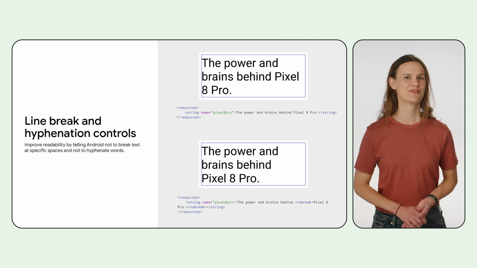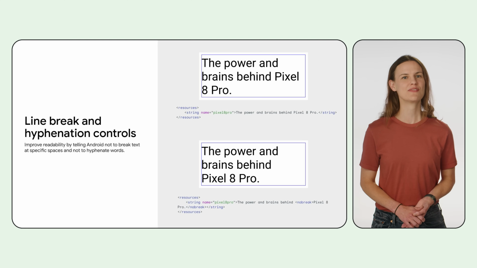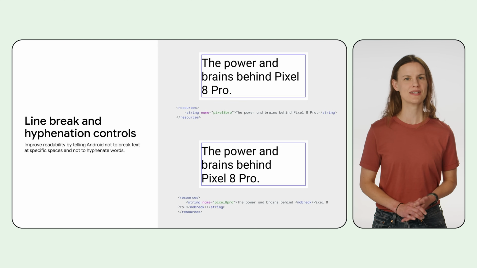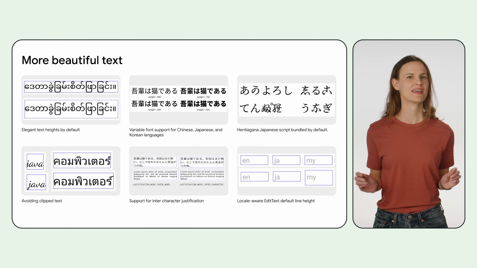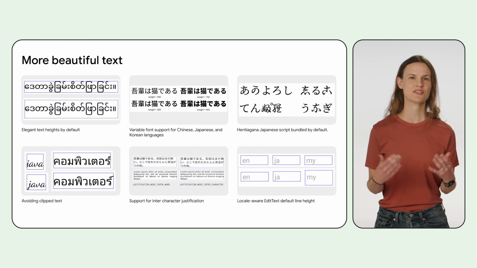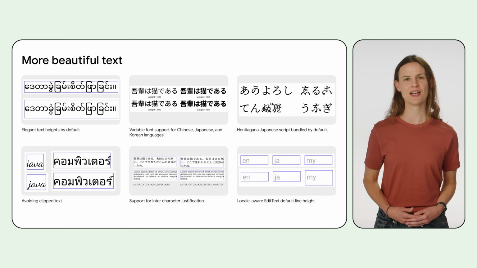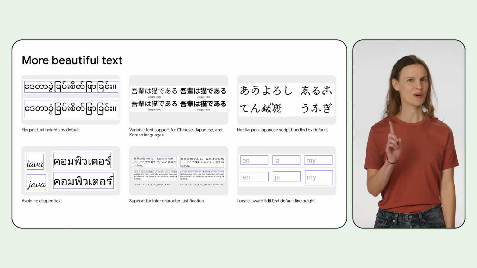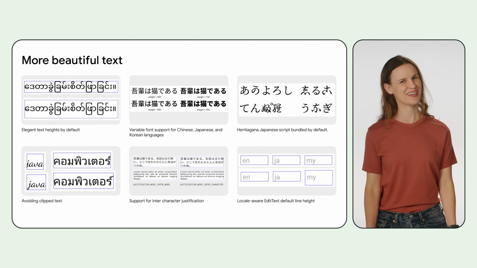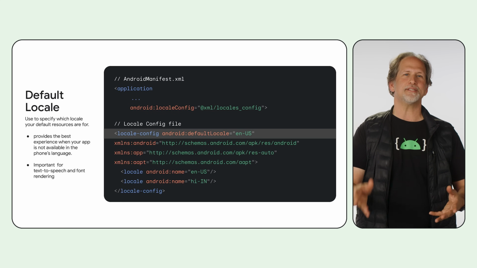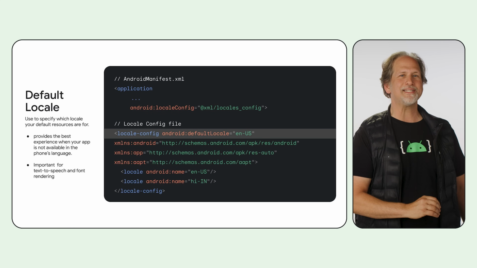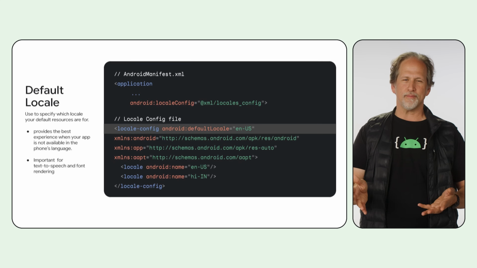With text, Android 15 improves readability by giving you fine-grained control over line breaks and hyphenation, and other features that make text more elegant and give your designers more options, such as variable font support for Chinese, Japanese, and Korean. One more reason to test your layouts when targeting Android 15. And to ensure correct font rendering and text-to-speech, Android 15 supports setting the locale for your default resources.